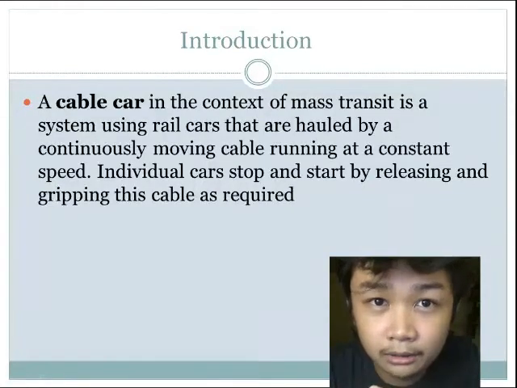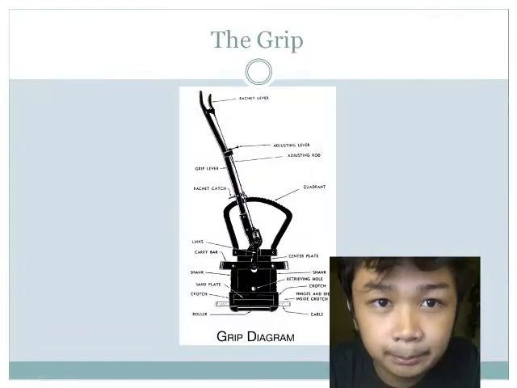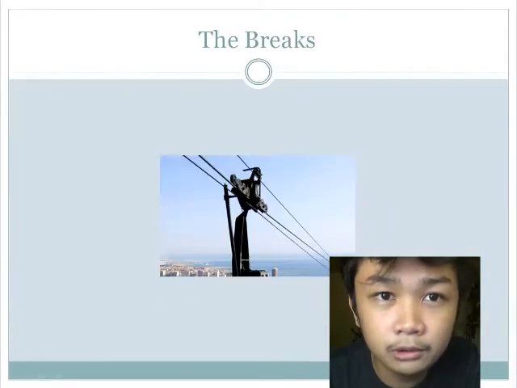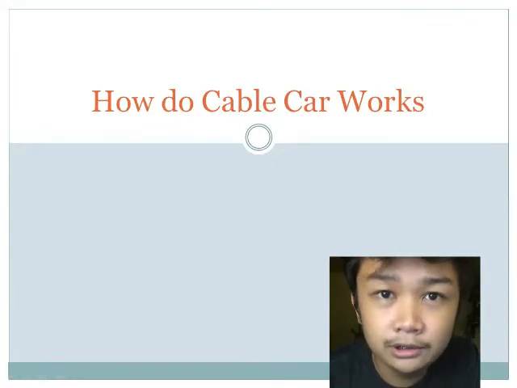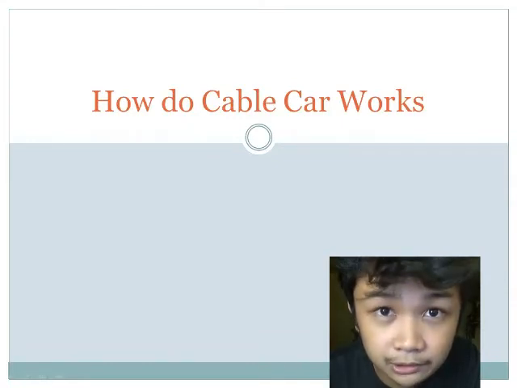So we will have 5 main components to start: the cable, the grip, the powerhouse, the cars, the brakes. So how does a cable car work? Cable cars have no engine or motor on the cars themselves. The power source is centralized in the cable car barn and powerhouse.